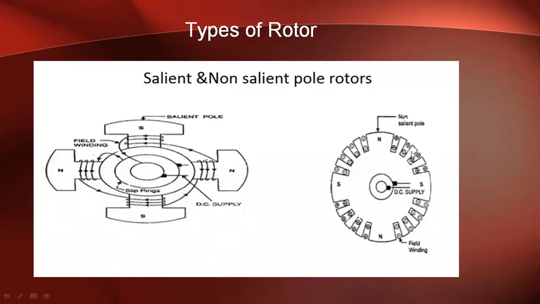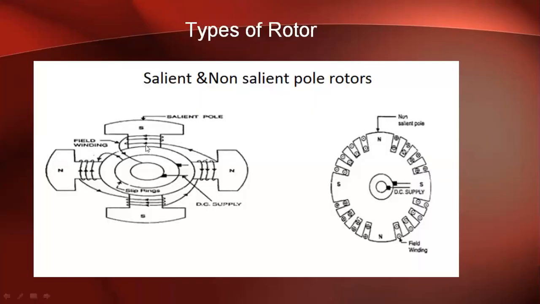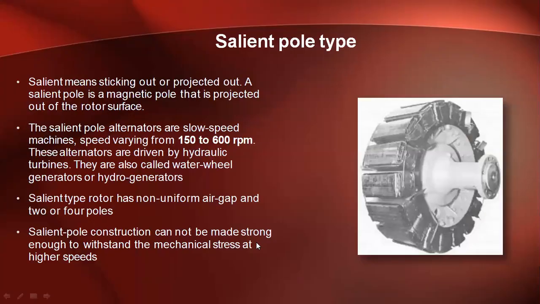So the cylindrical type or non-salient type rotors are like this. So you can observe the difference here. So this is non-salient pole type or cylindrical type. This is called salient pole type, where the poles are projected outwards. I think you can understand. This is the field winding in the salient pole type. These circles represent the field winding in the non-salient pole type. So, coming to the salient pole type.